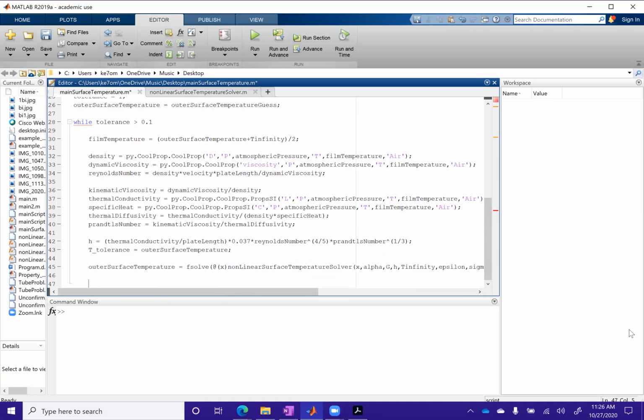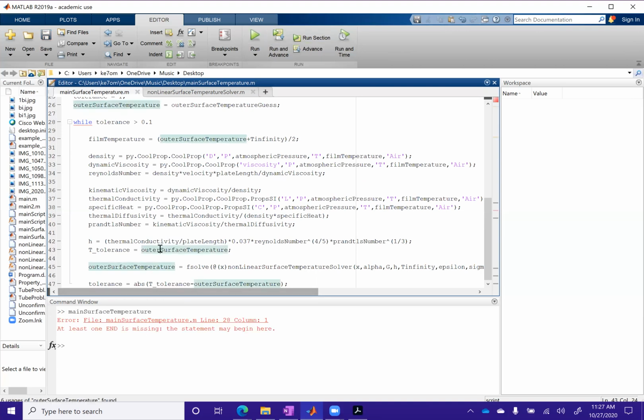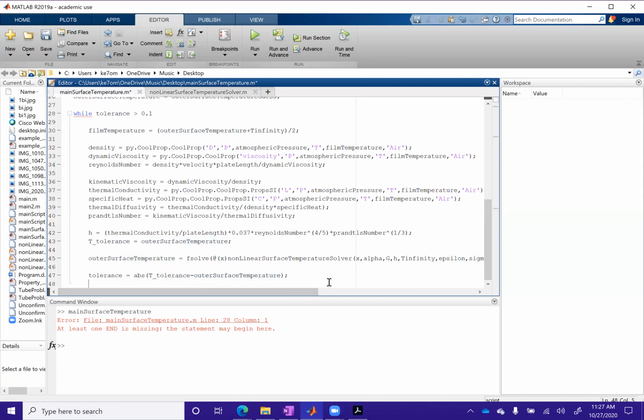So what I want to do is say tolerance is equal to the absolute value, and that's going to be T tolerance minus the outer surface temperature. All right, let's save that. Let's see if it runs. At least one end is missing, which is here. Here we go.